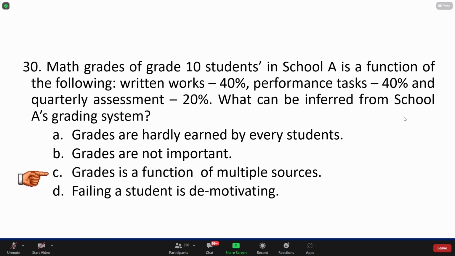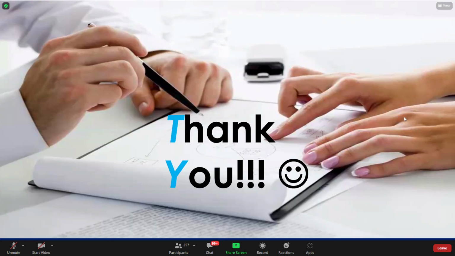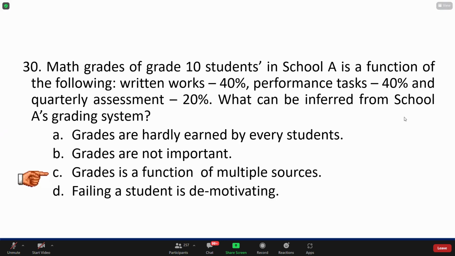Okay, very good. So actually, mapapakita sa atin with the situation in the problem that the grades came from written works 40%, performance task 40%, quarterly assessment 20%. So we can conclude that grade is a function of multiple sources. Okay, I hope you got it correctly. So now, how many is your correct answer? Or what is your score, class? Tignan natin. Please type in our chat box your score out of 30.